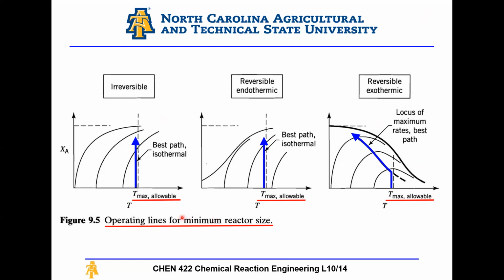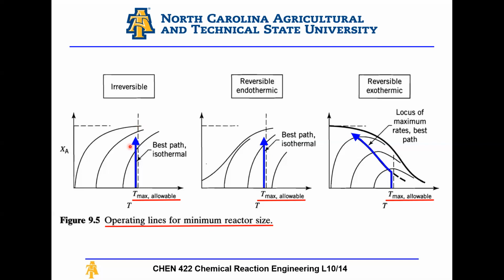Okay, so let's look at the left-hand side here. Again, your reaction rate always increases with temperature, and your highest reaction rate will be available at the maximum allowable temperature. So I need to determine the maximum temperature at which I am allowed to operate. And this line here will be the line of highest reaction rates, and the highest reaction rates will give me the minimum reactor size required to achieve the conversion you want.